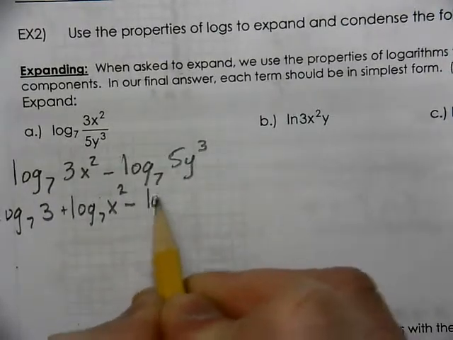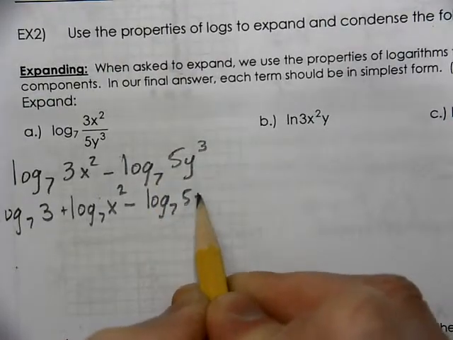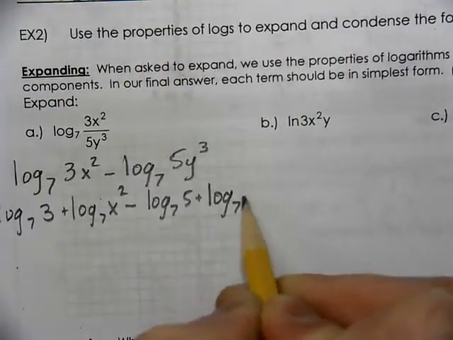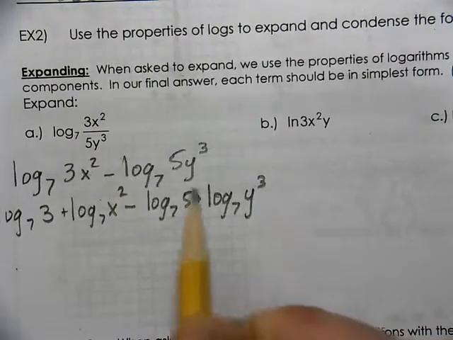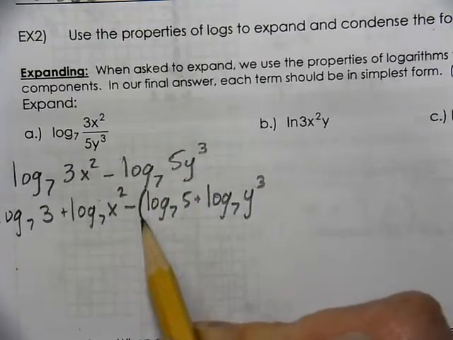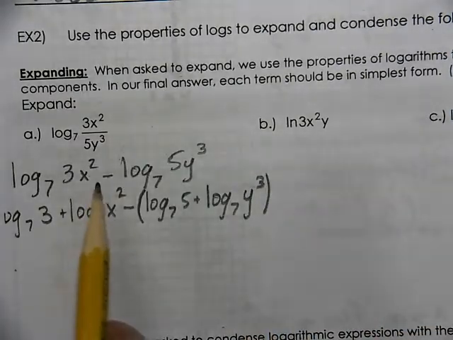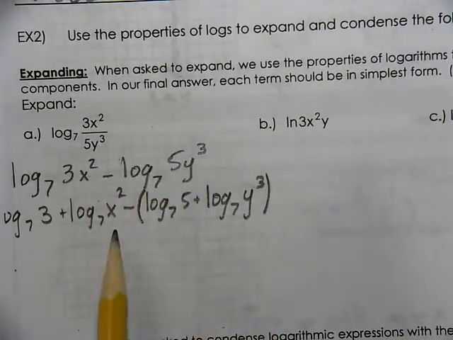minus log base 7 of 5 plus log base 7 of y cubed. And when I did that, I put the plus in here. I need to be sure to have parentheses because it's minusing this whole value. That's a very common mistake. People will forget to have the negative.